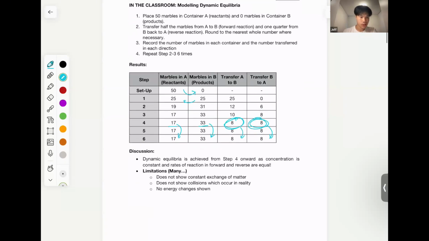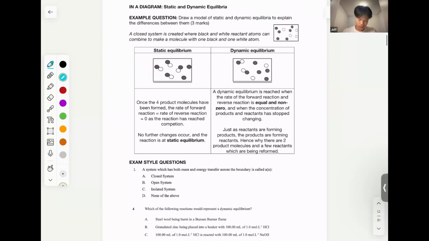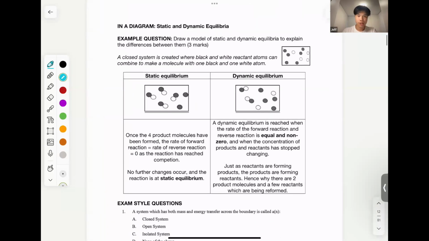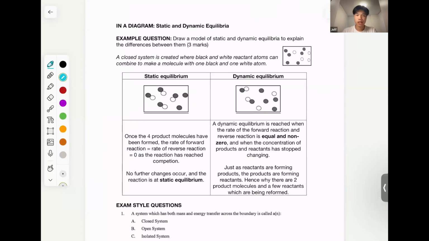Cool. These two diagrams are particularly important. In your exam, you can be asked to draw a diagram that represents a static equilibrium or draw a diagram that represents a dynamic equilibrium or even both.